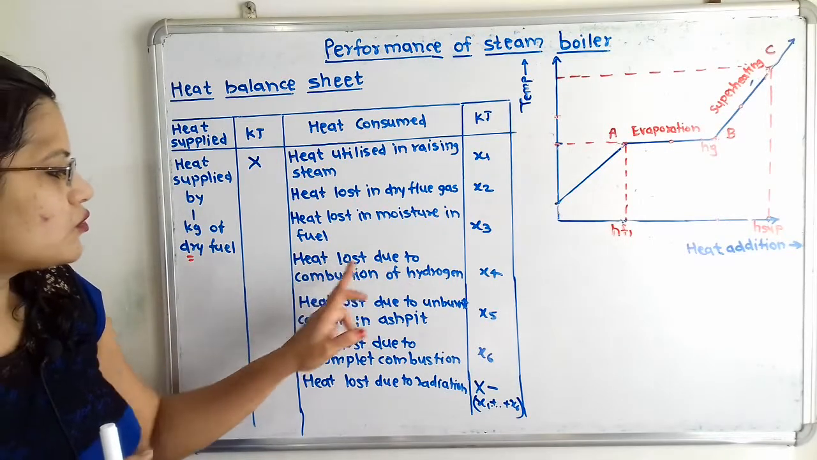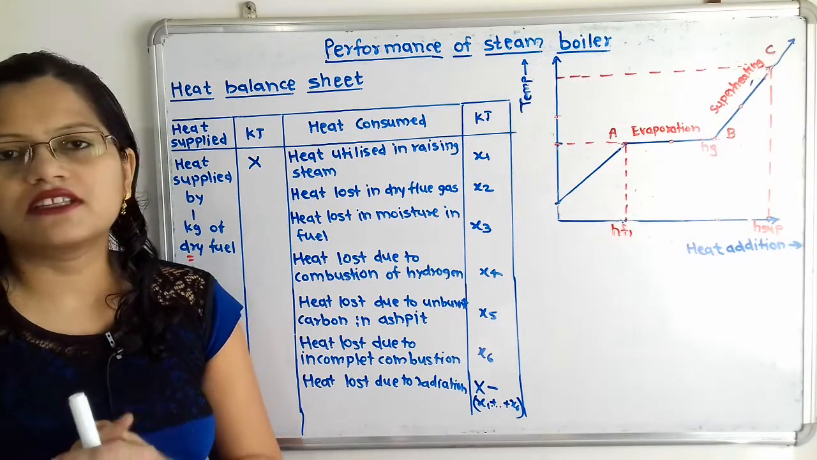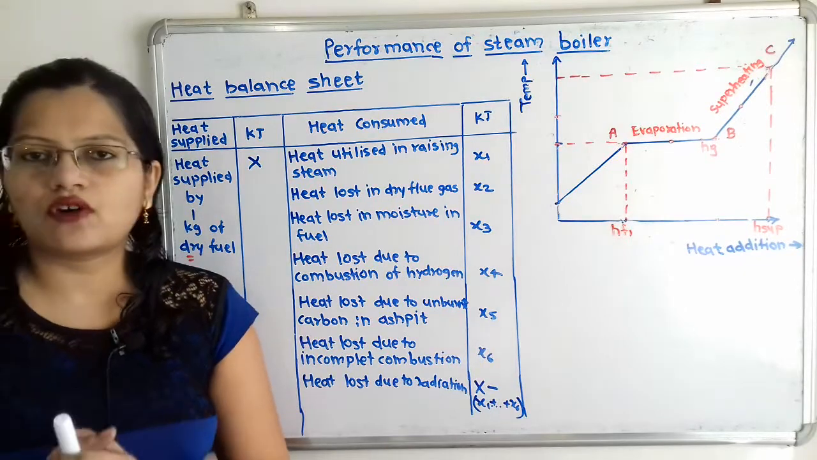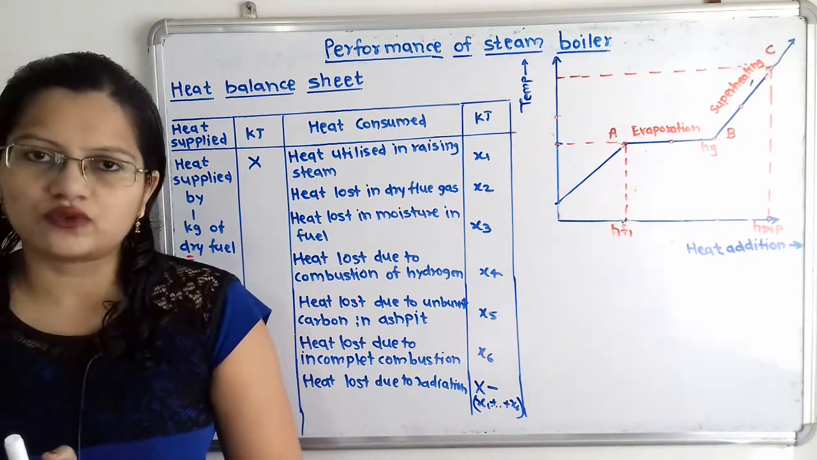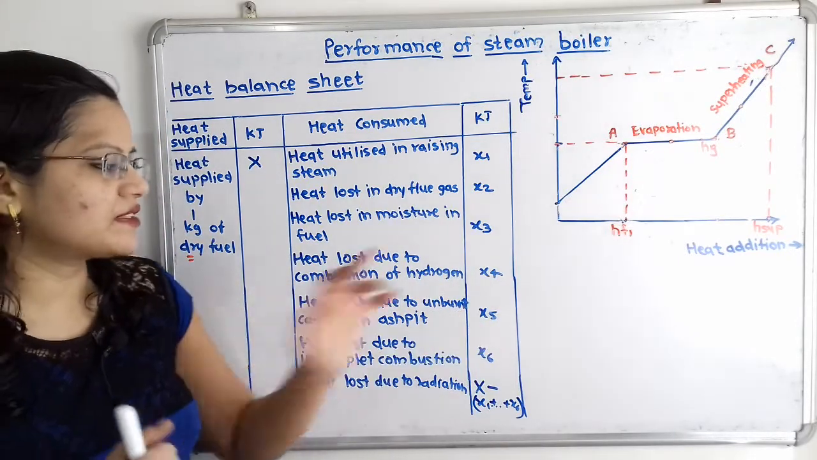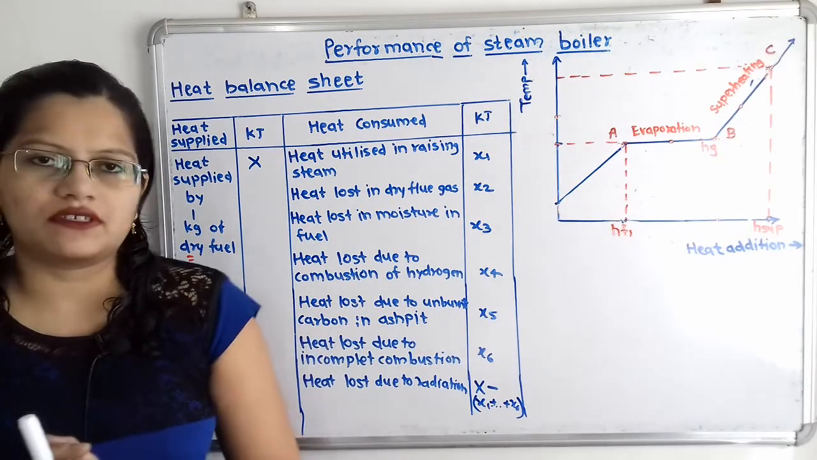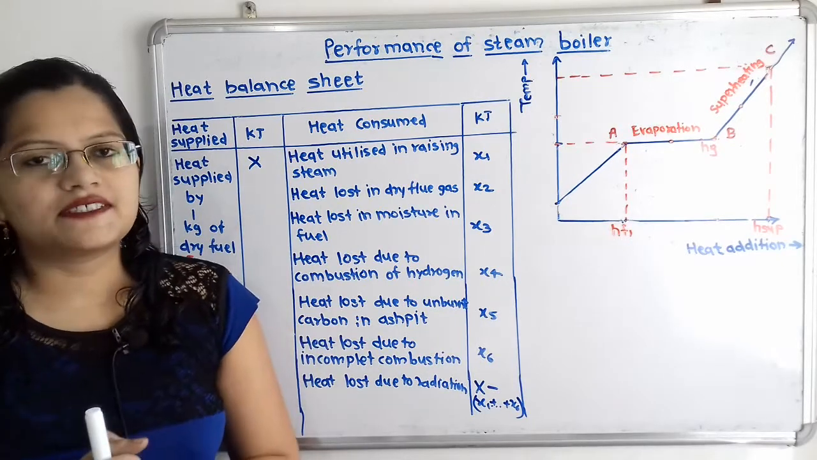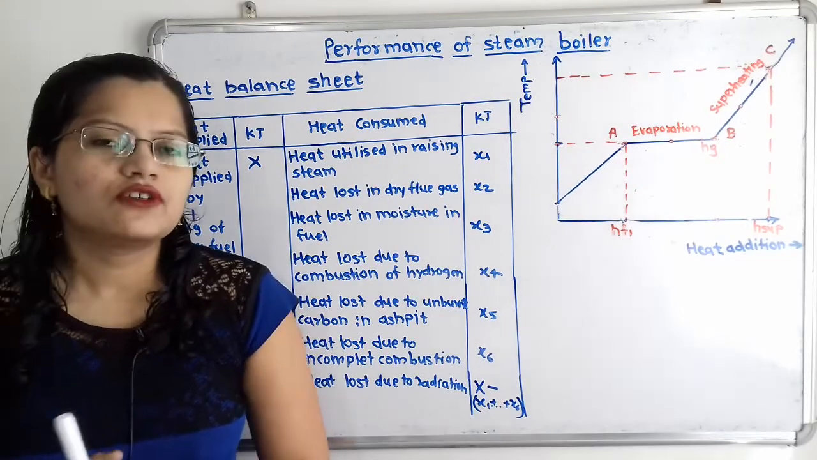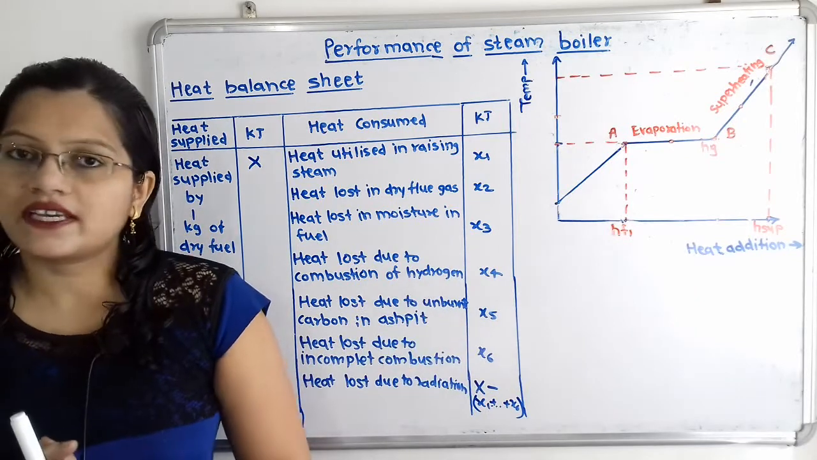Then heat lost due to combustion of hydrogen. So when hydrogen is present in fuel, then there is the combustion of the hydrogen and hydrogen combines with oxygen. Then there is the formation of H2O, or we can say water. So some heat is lost due to combustion of hydrogen, we will say X4. Then heat loss due to unburnt carbon in ash pit. So the carbon is present in the fuel and some unburnt carbon remains in the ash pit. So some heat is lost due to this unburnt carbon, and this parameter we will say X5.